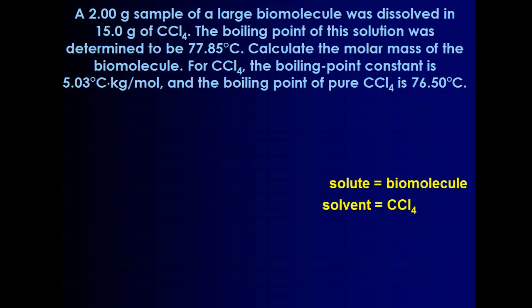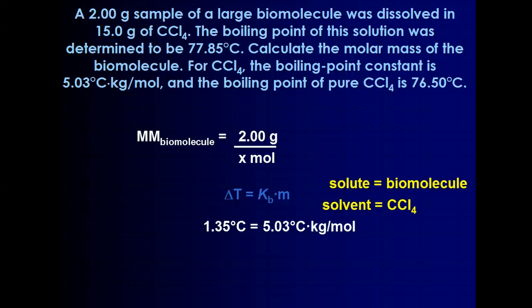We want to find molar mass, which means we want to find grams per mole. And in order to find grams per mole, we've actually already got the grams given to us in the problem, the 2 grams of the biomolecule. So we need to use our molality to find our moles of the biomolecule, the moles of our solute. And so first we're going to solve for molal. We have our temperatures, take the difference to get our delta T. We have our constant 5.03, solving for molal like we did in the previous problem. We get that we have 0.268 moles of the solute, the biomolecule, per kilogram of the solvent.